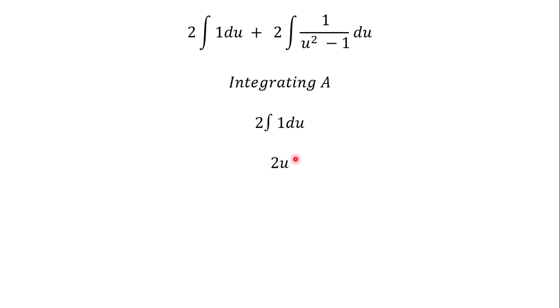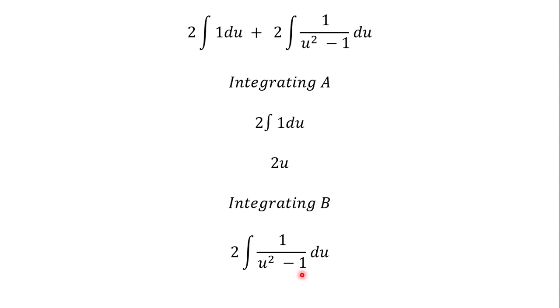Now let's continue. So the answer to this integral is what? 2u. Now let's move on to this one, integrating b. Let's repeat b. Let's write b: one over u squared minus 1.